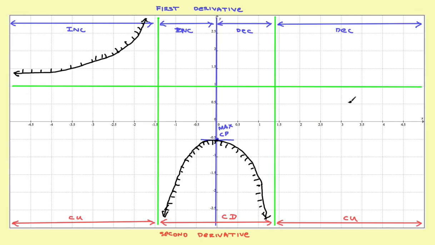Now the final thing, in the final interval, it has to be decreasing and concave up. Well, it can't be down here, because if it was down here and looked like this, it would be increasing, and also it would be concave down.